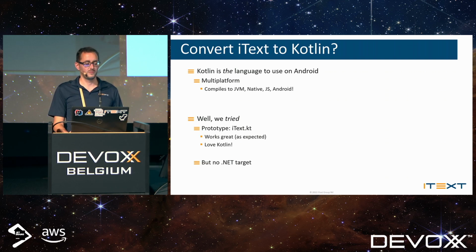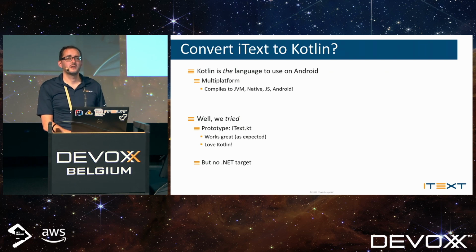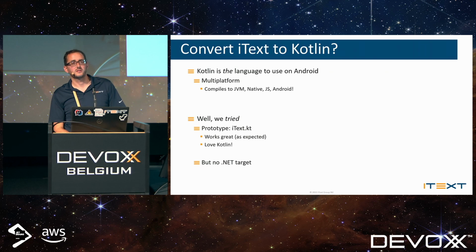It's multi-platform, which means that if you write Kotlin, it can compile to JVM, to native, to JavaScript and Android targets. And in our case, that would mean that we have 3 additional targets, which is awesome, right? Well, we tried. I wrote a prototype called itext.kt. The KT stands for Kotlin, obviously. And it works great. I mean, writing a PDF library isn't some arcane magic. But it was a very minimal one, just a single page document, so it worked perfectly, wrote the PDF files, as you would expect.